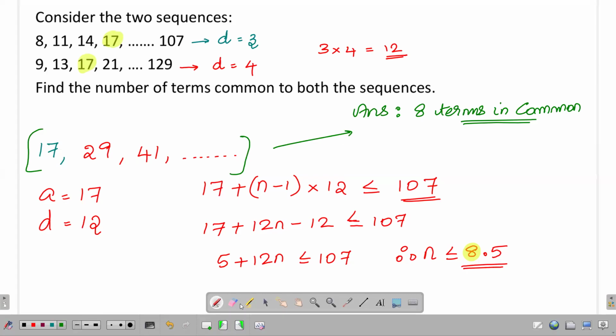Now let's move on to the next question. The next question we are going to consider is all based on geometric progression. So before that, let me just check with you all whether you have got any doubts or anything.